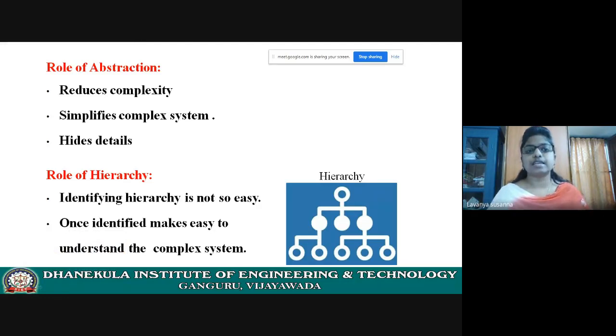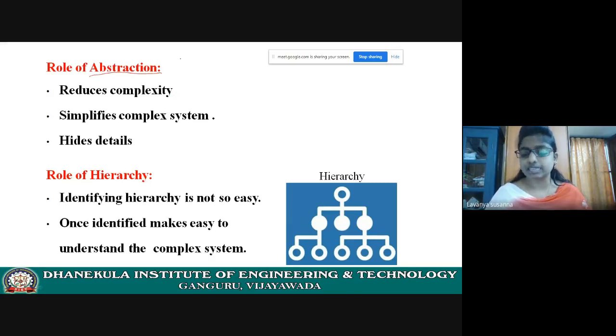Role of abstraction. Abstraction is an important and key concept of object-oriented programming. What is abstraction? Abstraction refers to showing the necessary details while hiding all the implementation details. It will show only necessary details and all the implementation details will be hidden from the user. So this abstraction will reduce the complexity and it simplifies the system.